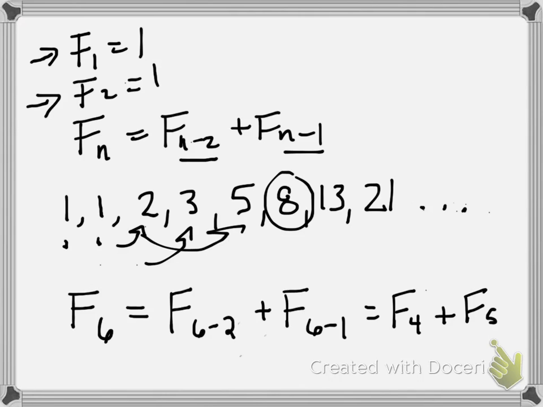Now, I don't have them labeled as such, but I'll go ahead and do that real quick. If I put numbers across here, 2, 3, 4, 5, 6, 7, 8. Okay, so I'm looking for the 6th Fibonacci number, which is 8. The 4th Fibonacci number is 3. And the 5th Fibonacci number is 5, which obviously adds up to 8.